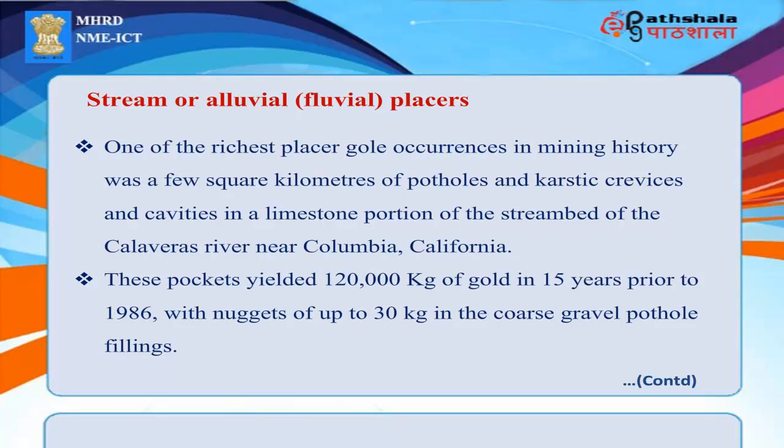One of the richest placer gold occurrences in mining history was a few square kilometers of potholes and karstic crevices and cavities in a limestone portion of the streambed of Calaveras River near Columbia, California. These pockets yielded 120,000 kg of gold in 15 years prior to 1986, with nuggets of up to 30 kg in the coarse gravel pothole fillings.